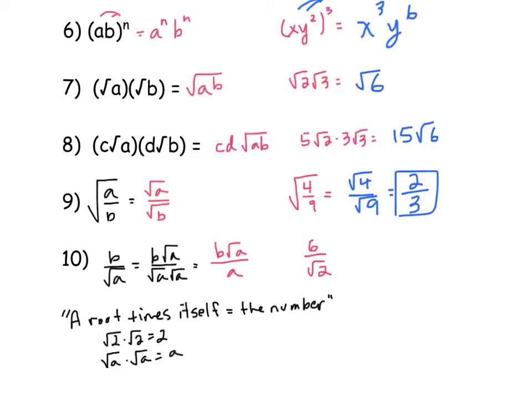Number 10 is when you have a radical on the bottom. One of the rules you see down here is a root times itself equals the number. So when I take root 2 times root 2, that equals 2. When I take root a times root a, that equals a. So in this particular problem, if I take b over root a and multiply top and bottom by root a, I'm not really changing anything because root a over root a is just 1, but it does help me cancel out the radical from the bottom. Looking at an example, if I take 6 over root 2, you can multiply top and bottom by root 2, which will give me 6 root 2 over 2, which I can now reduce, 6 over 2, and simplify all the way down to 3 radical 2.